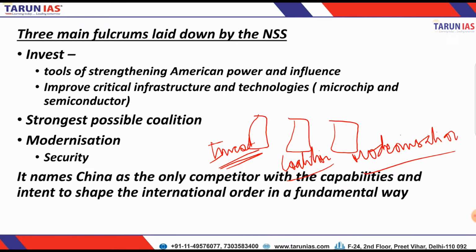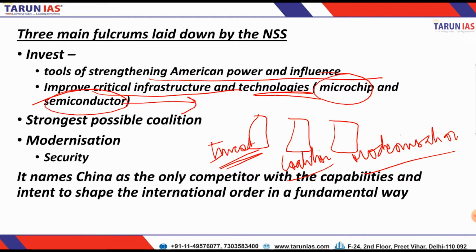Now let's look at what the investment will be. Investment according to this national security strategy will be focused on strengthening American power and its influence, investing in critical infrastructure and technologies such as microchips and semiconductors. If you can watch the editorial in the playlist about semiconductors, I had discussed the global market of semiconductors and how the US is investing in this business. The semiconductor business and technology is a highly concentrated industry, especially in the region of South Korea and Taiwan, and China too exports semiconductors because of its dual circulation economic strategy.